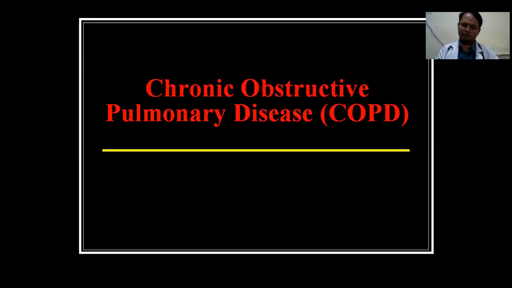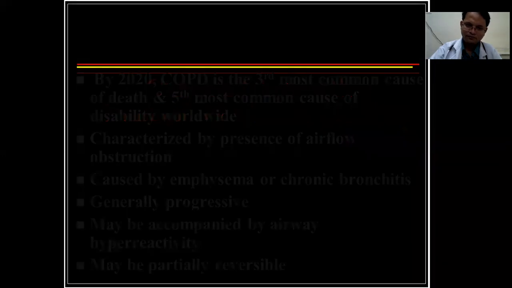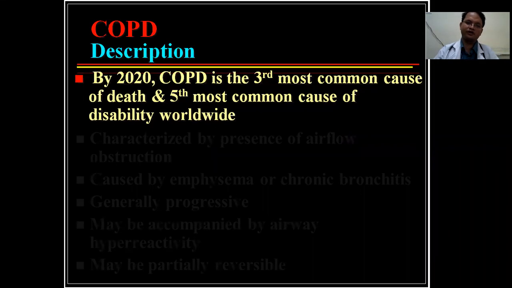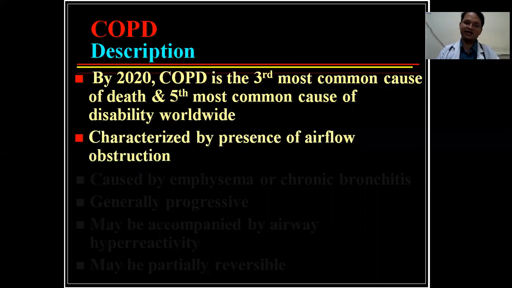So now we have completed one airway disease, bronchial asthma, which is a reversible airway disease. Now we come to the next airway disease, chronic obstructive pulmonary disease, COPD. In 2020, COPD is regarded as the 3rd most common cause of death and 5th most common cause of disability worldwide. It is characterized by the presence of airflow limitation and airflow obstruction, similar to bronchial asthma.